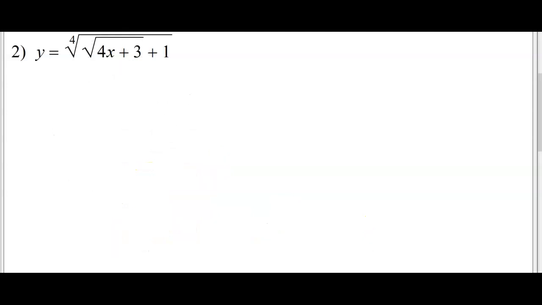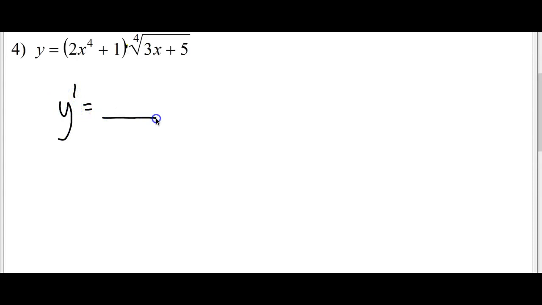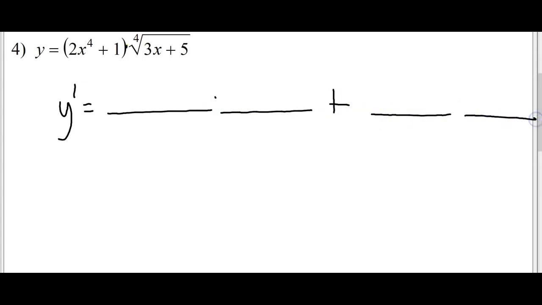All right, let's go ahead and take a look at number 4. So number 4 is an example of a product rule, because I do have two things being multiplied together, but that product rule is going to have a chain rule inside of it. So according to the product rule, when you take the derivative of a product, it's A prime B plus A B prime.